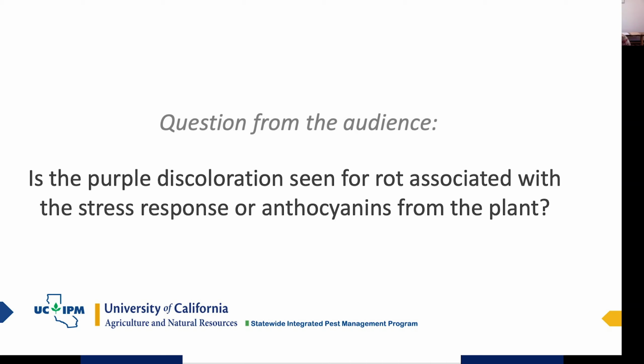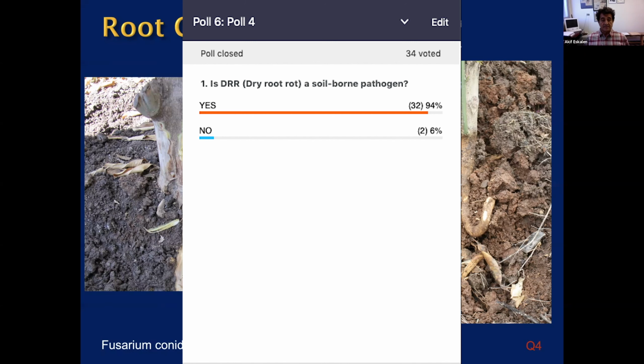We haven't done the analysis on whether it is the response from the plant or the fungus itself producing some secondary metabolite. In my opinion, that's a secondary metabolite from the fungus. Yes, dry root rot is a soil-borne pathogen, and that's the answer. Okay, let's move on.